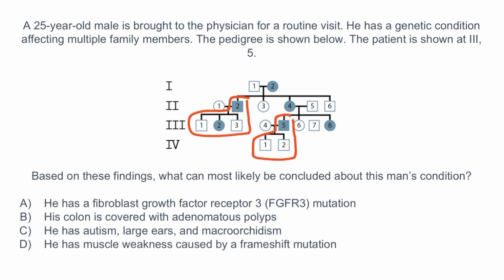Now we need to figure out which answer choice represents an X-linked dominant condition. A is referring to achondroplasia, which is an autosomal dominant disease. B is suggestive of familial adenomatous polyposis, which is also an autosomal dominant condition. C is describing physical exam findings present in Fragile X syndrome. Fragile X syndrome is an X-linked dominant condition, so C is the correct answer. D is alluding to Duchenne muscular dystrophy, which is an X-linked recessive condition. So again, the answer is C.